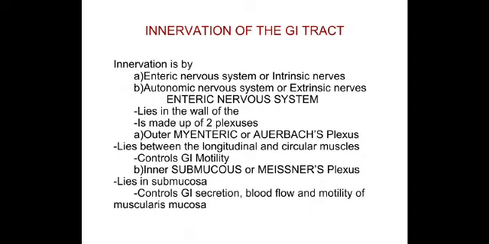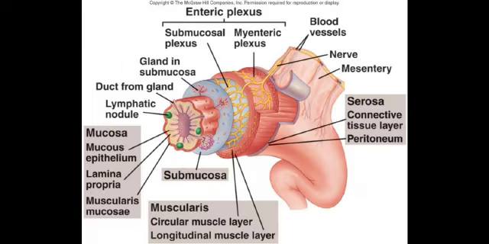The outer myenteric or Auerbach's plexus lies between the longitudinal and circular muscle and controls gastric motility. The submucous or Meissner's plexus, which lies beneath, controls the gastrointestinal secretion, blood flow, and motility of the muscularis mucosa.